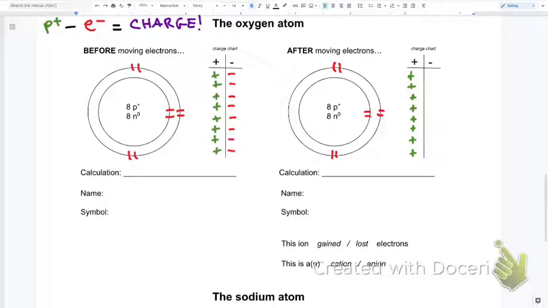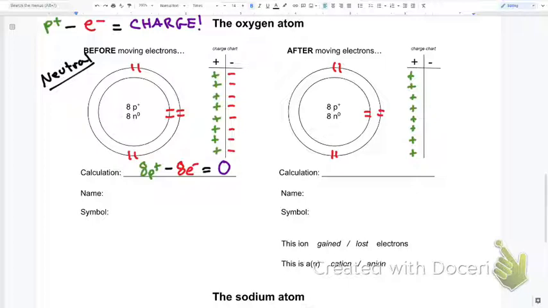And remember, because we have the same number of protons as we do electrons, this is going to be neutral. All right, so I've got my 8 protons and 8 electrons. You can see that they're all matching up with each other. Let's go ahead and show that mathematically with our formula. So we have 8 protons minus 8 electrons gives us an overall charge of 0.